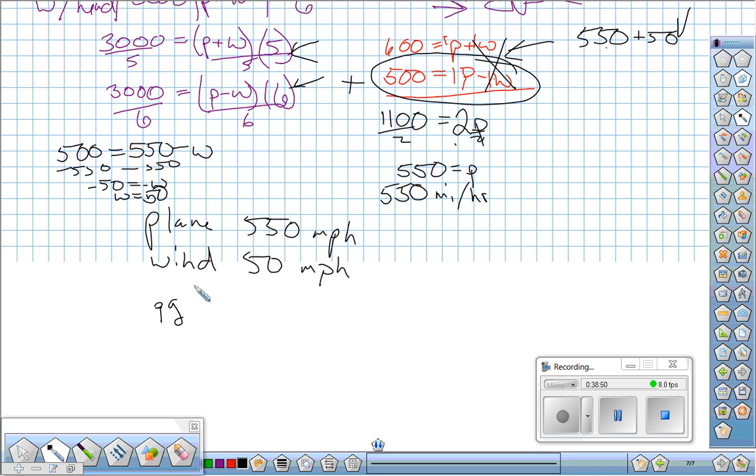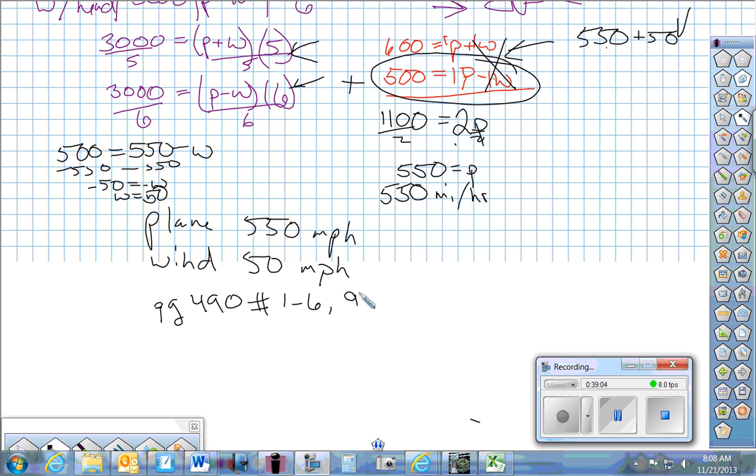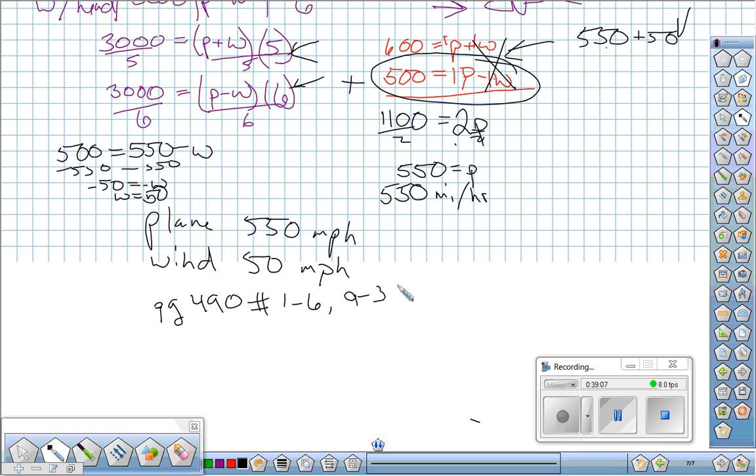I want you to do homework on page 490. I want you to do numbers 1 through 6, and then 9 through 39 by 3s. And then I want you to do 41 through 44. Those ones are kind of nice because they actually give you little hints with them. They look kind of gross, but they're really not too bad. Just use whatever hints they give you.